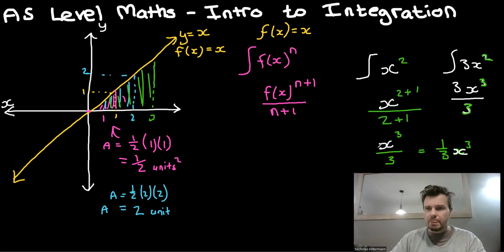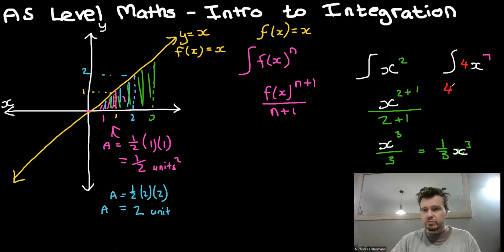Okay, let's do one more. Let's do 4x to the 7. A slightly bigger number. What do we do? Let's start with the front. We leave the front alone, so that's 4. The x, and then we add 1 to that 7, so that 7 becomes 8, and then of course we divide by 8. And the final answer, 4 over 8, simplifies to a half, and so we have a half x to the 8.